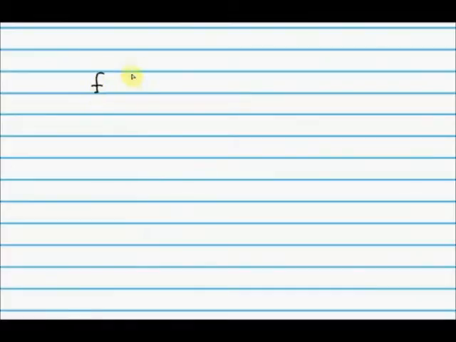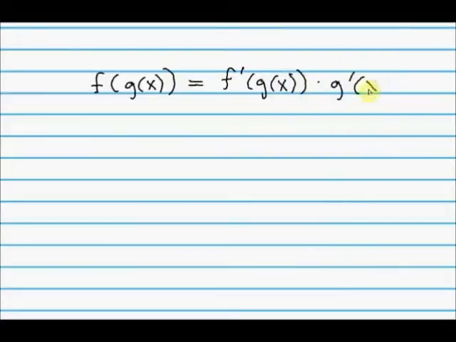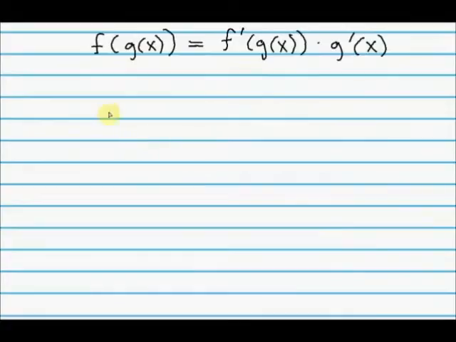Chain rule is the formula for finding the derivative of compositions of two functions. Derive the outer function with the inner function unchanged, and then multiply it by the derivative of the inner function.